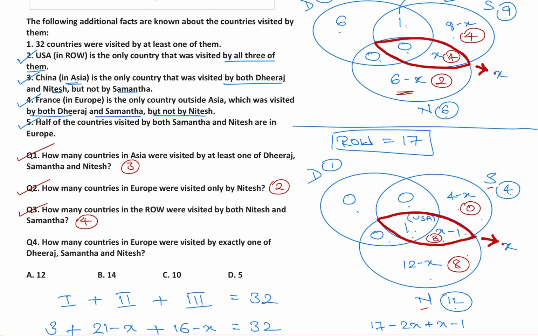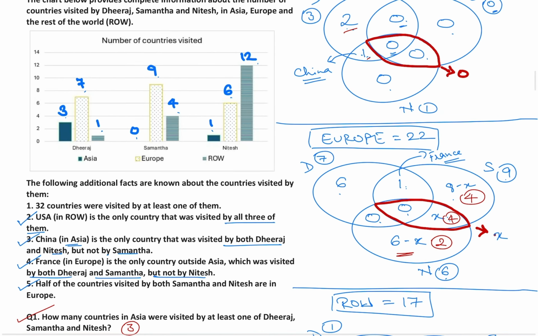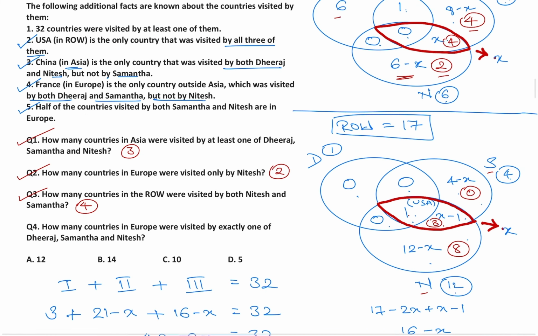And the last question, how many countries in Europe were visited by exactly one of Dheeraj, Samantha and Nitesh? So in Europe, countries visited by exactly one of Dheeraj, Samantha and Nitesh will be 6 plus 4 plus 2. That will be 12. So the answer to this will be option A. I'm done with my question number 4 as well.